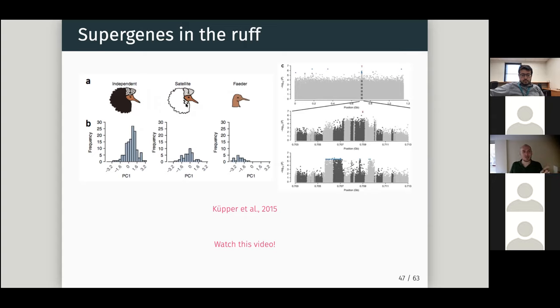But here, basically, the idea is that you have these three different morphs for the ruff. They coexist, they live together. They have very different phenotypes. And it all comes down to a single region of the genome that generates them.